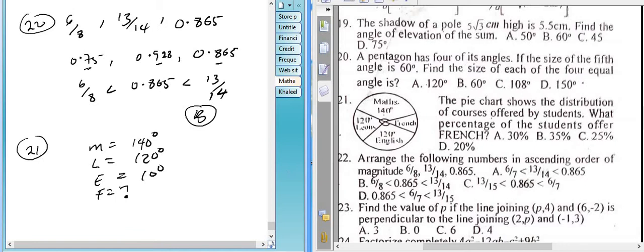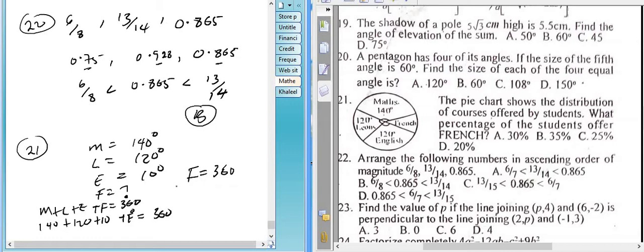So firstly we have to find the angles. So we can say the sum of all this is going to be 360. That's M plus L plus E plus F is equal to 360, which is equal to 140 plus 120 plus 10 plus F is equal to, in degrees, 360. Therefore F is going to be equal to 360 minus the sum of all this.